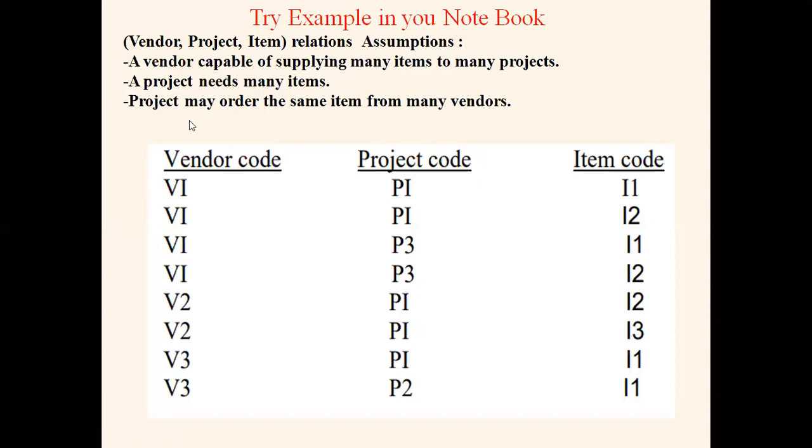So the project may order the same item from many vendors. So this is our table. Now you deduce the fourth normal form with respect to the given table. Okay, you have 1 minute as well. Please go through it. I'll show you how we can decompose it into the fourth normal form.